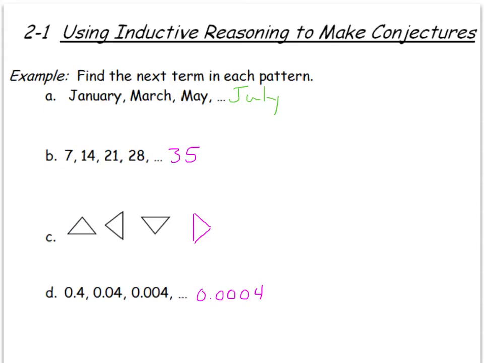And in part D, we started off with 4/10, and it almost looked like I added a 0 in there, but what really it is, is it's being multiplied by 1/10. So I have 4/10, then 4/100ths, and then 4/1000ths, so the next term would be 4/10,000ths.